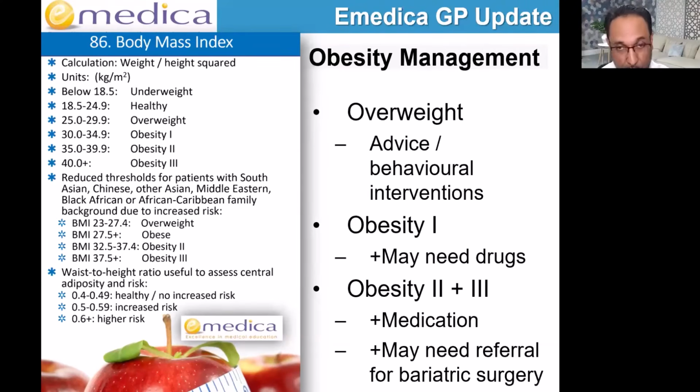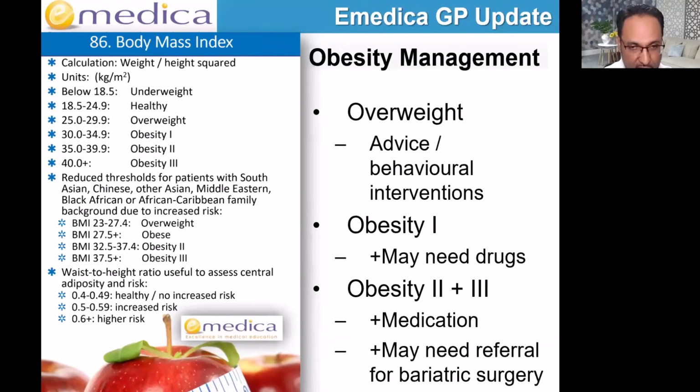But patients which are specifically in groups that the NICE guideline mentions have increased risk. So that includes South Asian, Chinese, other Asian, Middle Eastern, Black African, African Caribbean family heritage. All of these groups, the threshold for overweight starts at 23 and goes to 27.4.